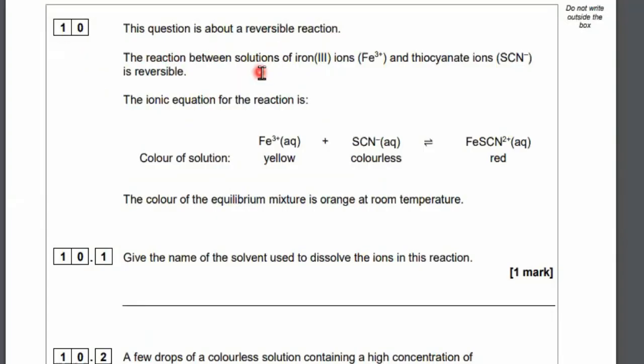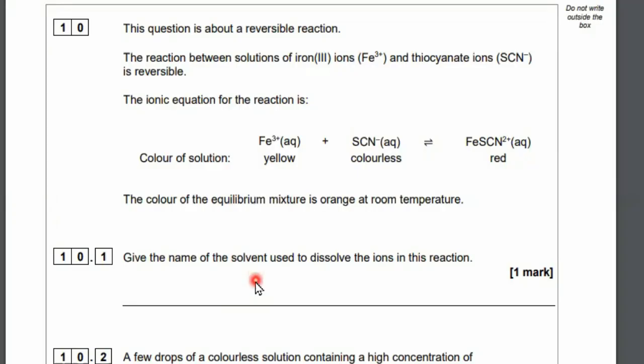Okay, this question is about a reversible reaction, the reaction between solutions of iron 3 ions, Fe3+, and thiocyanate ions, SCN-, and it's reversible. The ionic equation for the reaction is Fe3+ yellow plus SCN- colorless goes to FeSCN2+ red. The color of the equilibrium mixture at room temperature is orange. So when there's an equal amount of reactant yellow and product red, it's orange.